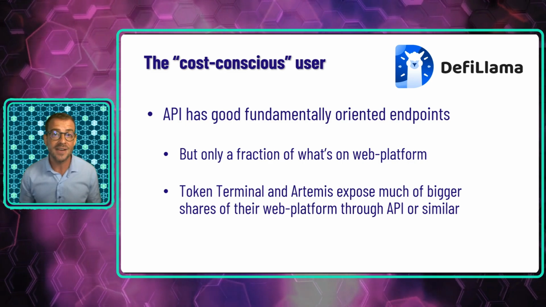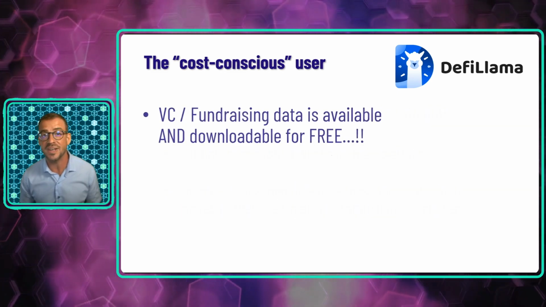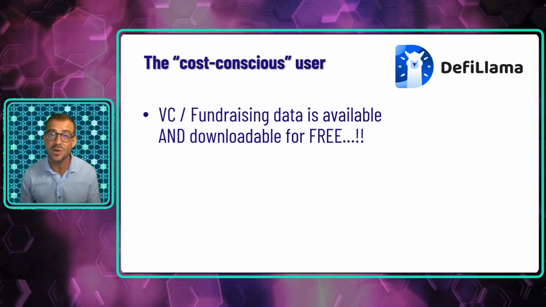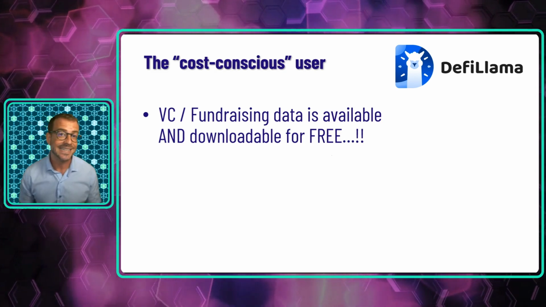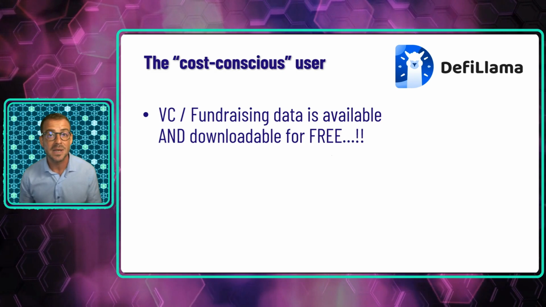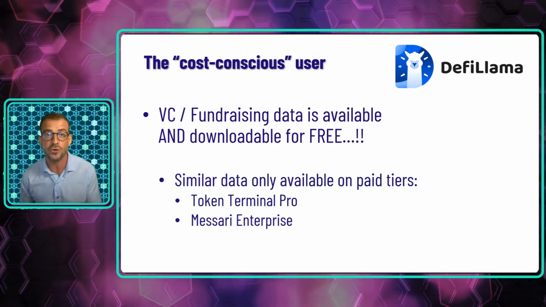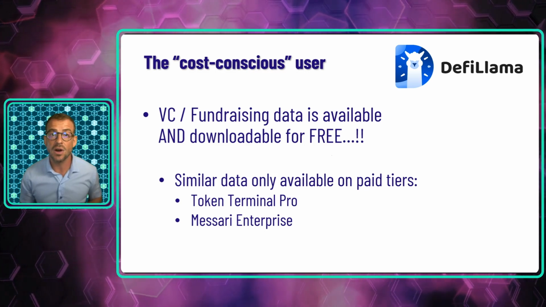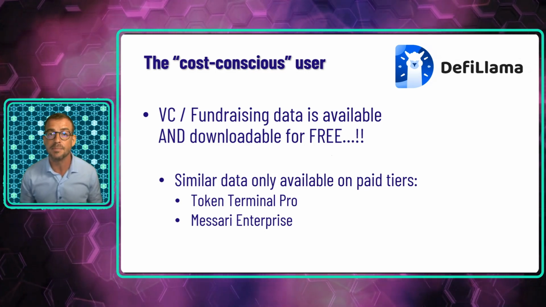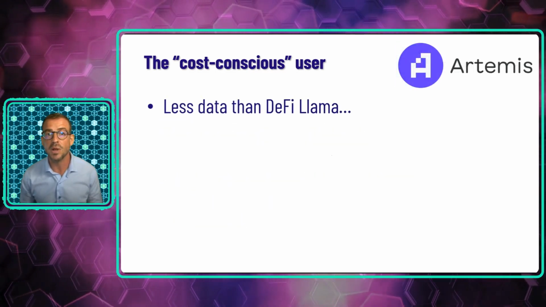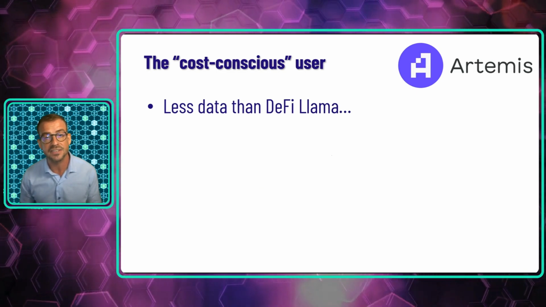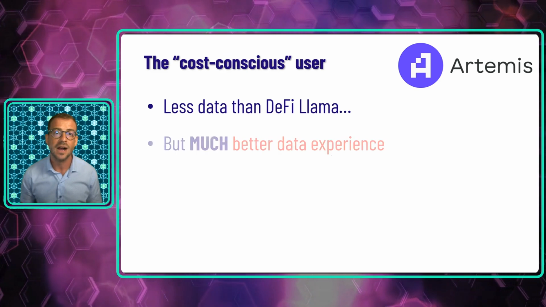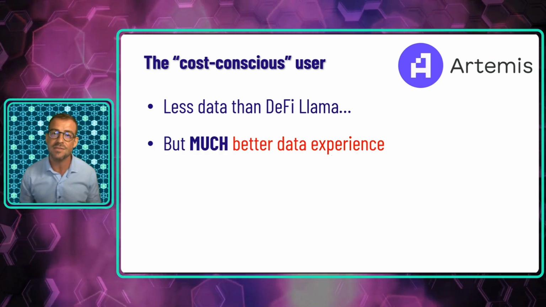For example, consider the fact that VC funding and fundraising data is available on DeFi Llama for free, and I can download the whole thing. And yet, this data coverage is something that Messari and Token Terminal are showcasing to drive the value proposition of their paid tiers. The next star of our free-to-access lineup is Artemis. Less well-known than DeFi Llama and serving a smaller data set, but I can tell you as a data-oriented user, I prefer Artemis in every way.